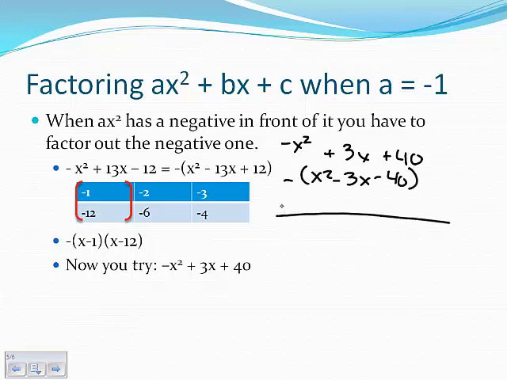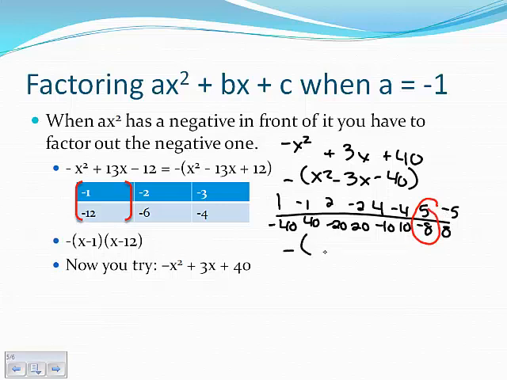The factors of negative 40 are 1 and negative 40, negative 1 and 40, 2 and negative 20, negative 2 and 20, 4 and negative 10, negative 4 and 10, 5 and negative 8, negative 5 and 8. So the factors that when added together equal negative 3 are negative 8 and 5. And you plug them into the equation and you put negative, and then in parentheses, (x plus 5) times (x minus 8).